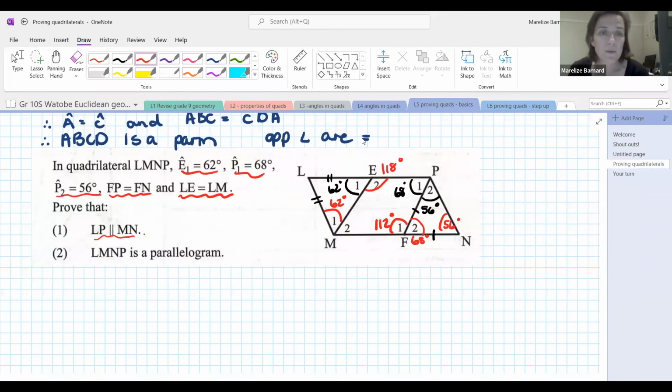Okay, so LP parallel to MN. To prove parallel lines, we need to find a pair of corresponding angles that are equal or a pair of alternate angles that are equal. In this case, we can just do alternate angles, P1 and F2. But it's important that you understand we got the value of those angles using other geometry. Because they are in the alternate position, the lines must be parallel if the alternate angles are equal. So we can't say P1 is equal to F2 because of alternate angles, because we need to prove first that the lines are parallel.